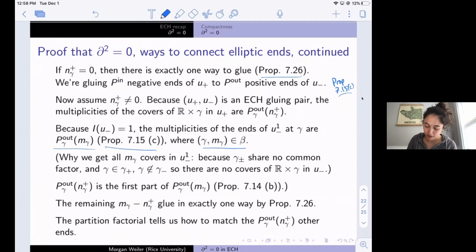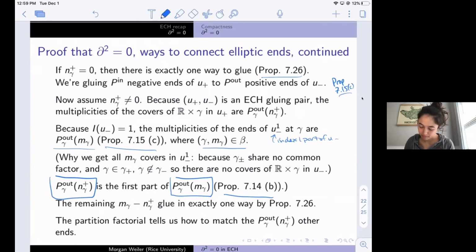Basically U plus U minus is an ECH gluing pair, so U minus can't have any covers of R cross gamma. So all the gammas have to appear in the index 1 part of U minus. And then an earlier proposition about index 1 curves says that the first part of P out M gamma is equal to P out gamma and gamma plus in this situation. I think that's true. This is where the combinatorics of the incoming and outgoing partitions are a little bit confusing to me.